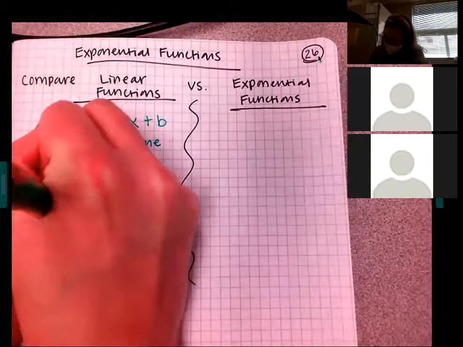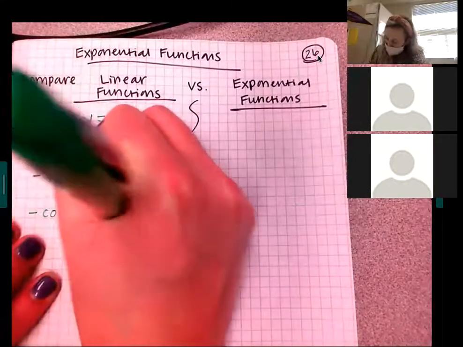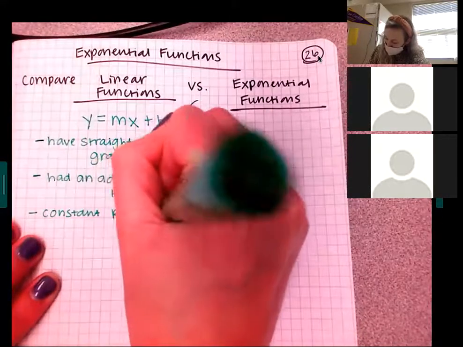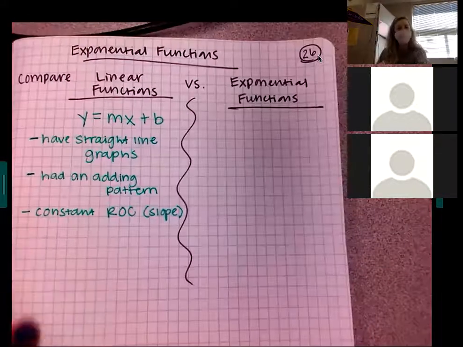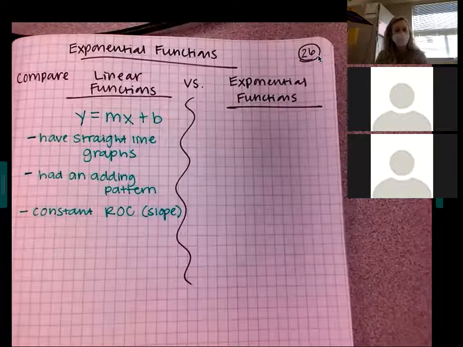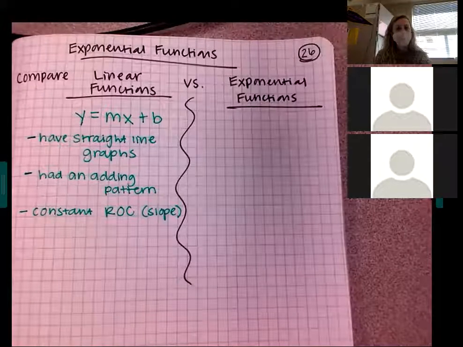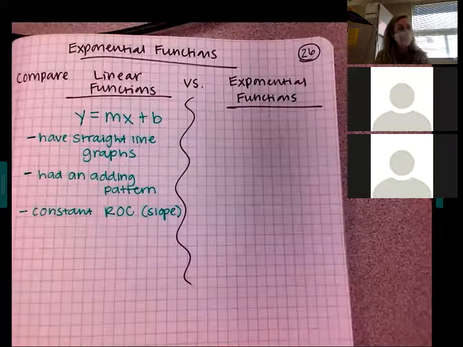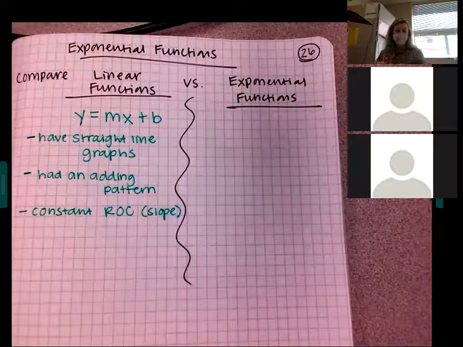And a constant rate of change, right? Yeah. And rate of change means the same thing as slope. So that should all be reviewed. So graphs of lines are straight lines. They have an adding pattern. We rise over run, right? Constant rate of change. When you're not here, at that point I can't help you.